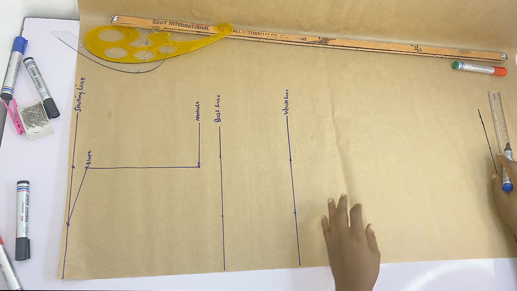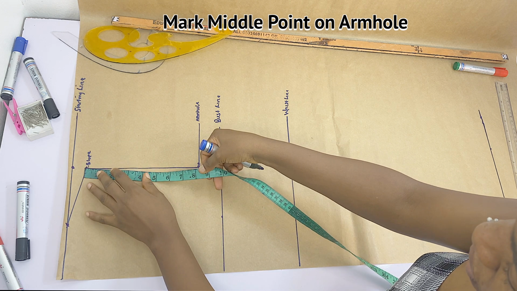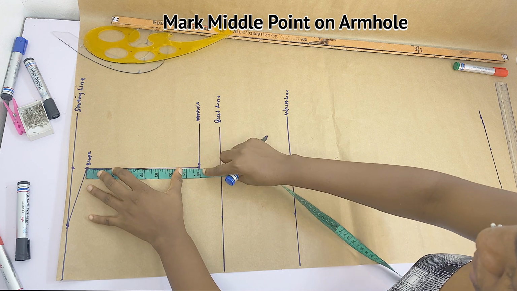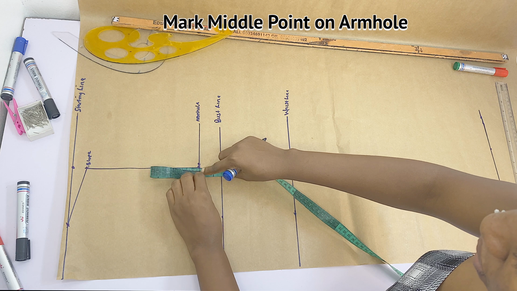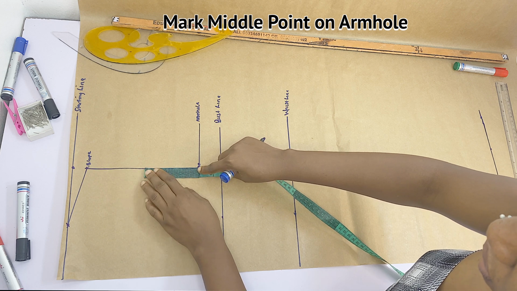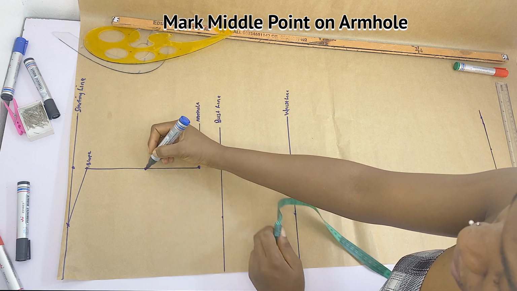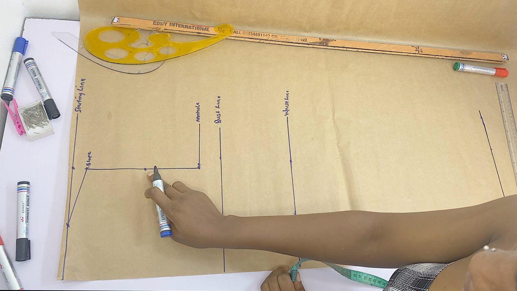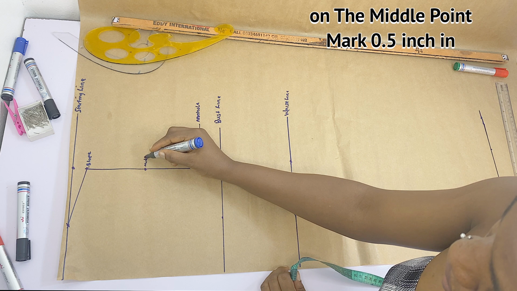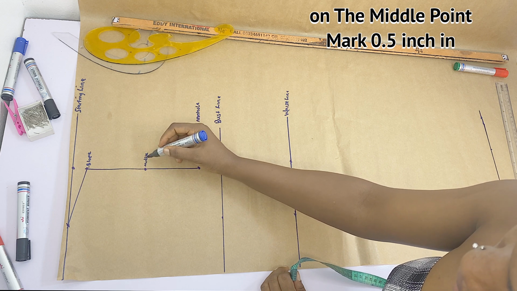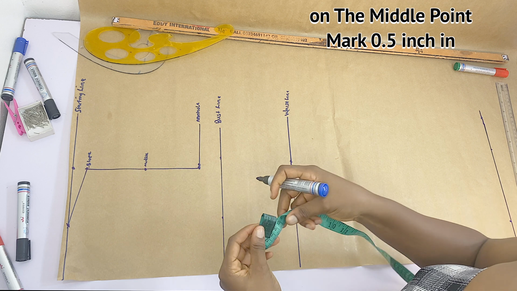So yeah. So next we're going to create the armhole curve, and to do this we're going to find the middle point on this part here. From the slope down to the armhole, we'll look for the middle point, and you do this by folding your tape into 2. And now you can indicate your middle point. From the middle point, I'll mark in 0.5 inch. So I'll go in by 0.5 inch.